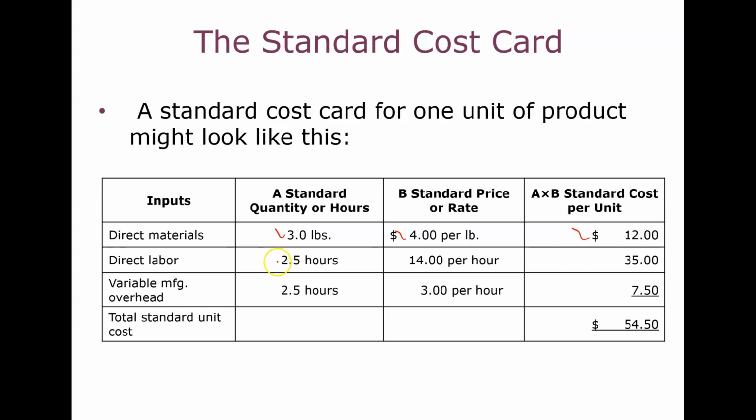For direct labor, it takes 2.5 hours to make a unit. The standard price is $14 per hour, which comes to $35 in labor per unit. For manufacturing overhead, we have 2.5 hours at $3 an hour. The variable manufacturing overhead cost is $7.50. Then we can get our standard unit cost of $54.50.